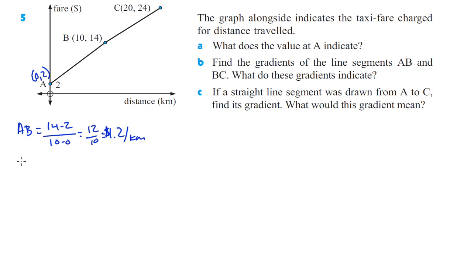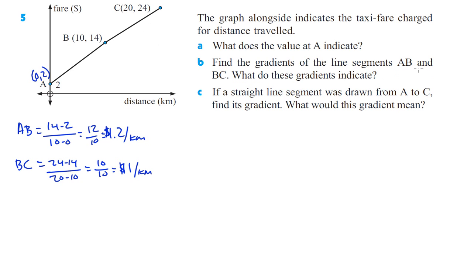And then the slope of BC is going to be 24 minus 14 over 20 minus 10. So that gives us 10 divided by 10, which is 1. So that means that's $1 per kilometer. So that means after you've traveled 10 kilometers, they give you a little bit of a break. It's a little bit cheaper. Now it's only $1 per kilometer that you travel. Okay.